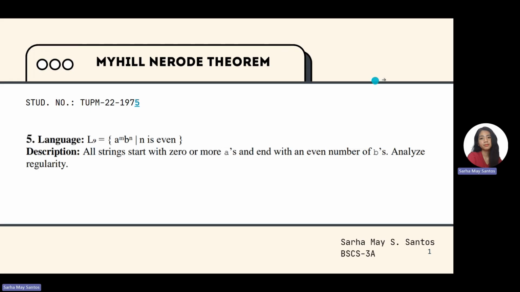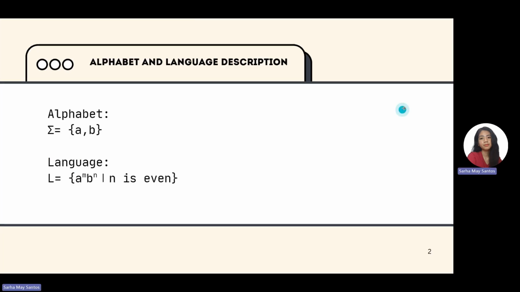So the problem that was given to me is to analyze the regularity of the language where all strings start with 0 or more A's and end with an even number of B's. Let's describe the alphabet and the language. For the alphabet, we have A, B, and the language consists of strings that begin with 0 or more A's followed by an even number of B's, including 0.